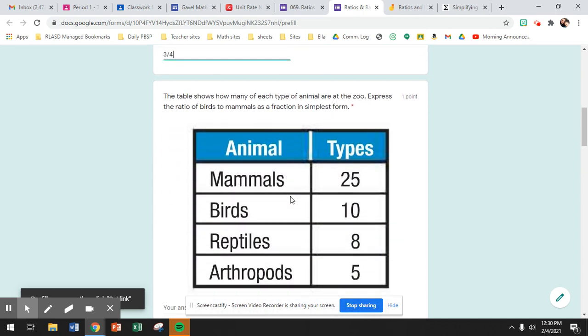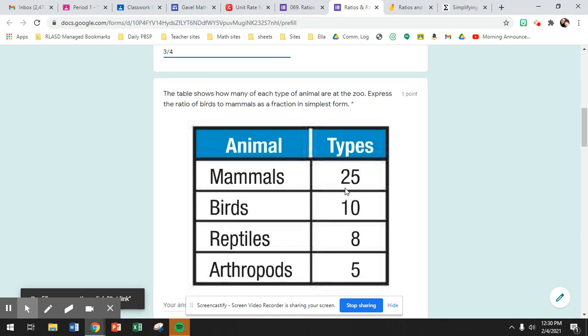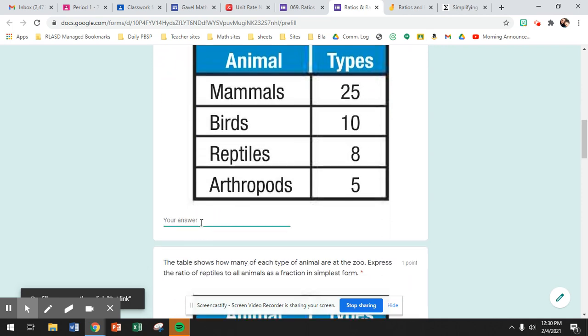Okay. The table shows how many of each type of animal there are at the zoo. Express the ratio of birds, so there's 10 birds, to mammals as a fraction. So birds is 10, to mammals is 25. So you might be tempted to do 10 to 25, but I know that 5 goes into both of those numbers, so it can be made smaller.